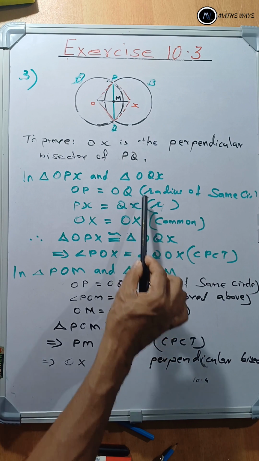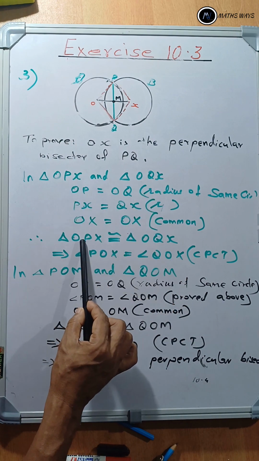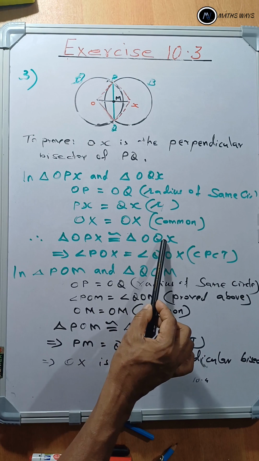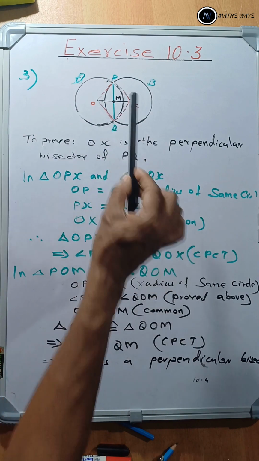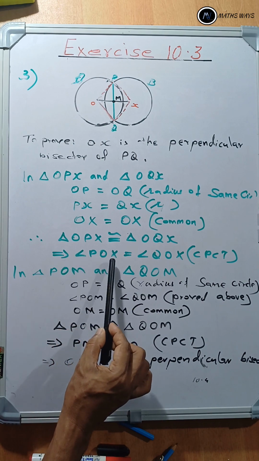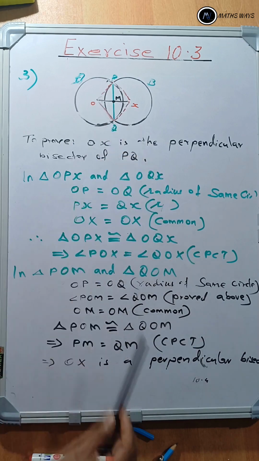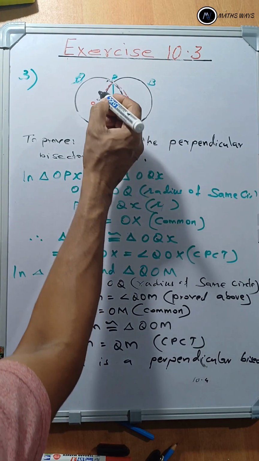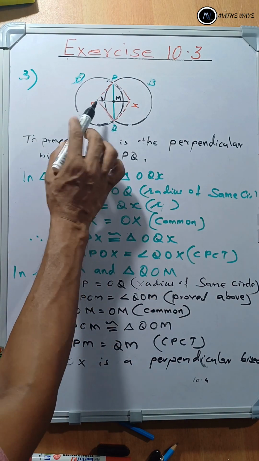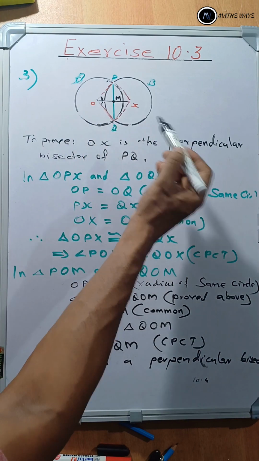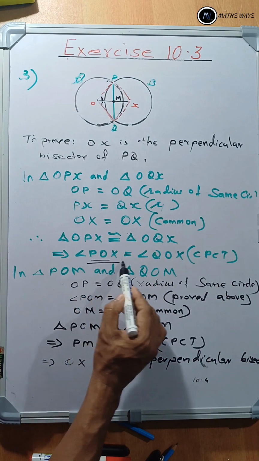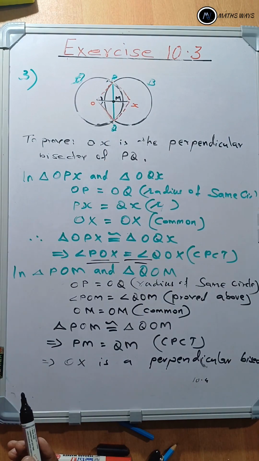Here we got the three sides equal in these triangles, so these two triangles are congruent by SSS. We first proved that. From this, what did we get? We got angle POX is equal to angle QOX. First we proved that these two angles are equal.